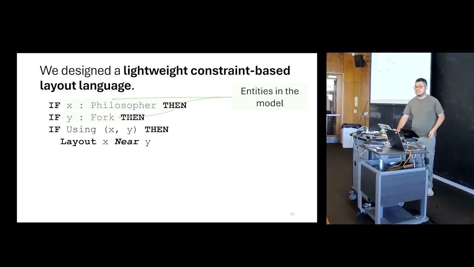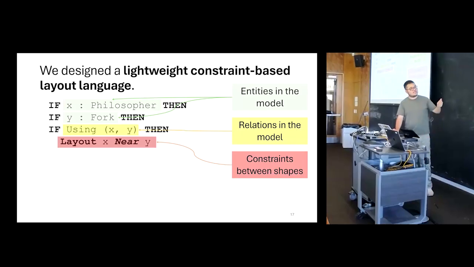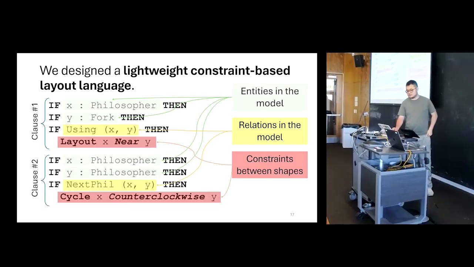It refers to the entities in the model. It refers to the relations in the model. And finally, it imposes some geometric constraints between the shapes that are referred to by the other parts of the cross. This is what our language calls a cross. And a visualization specification can consist of multiple crosses that work together to constrain the final layout.